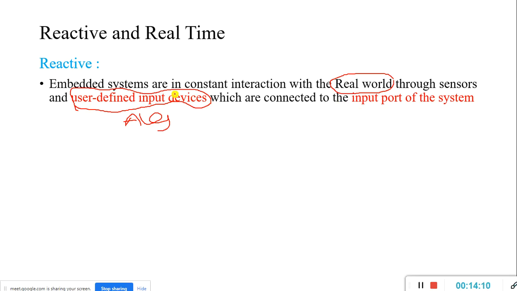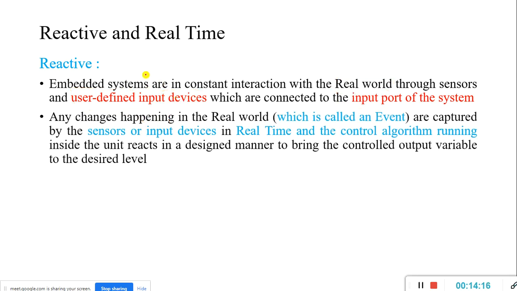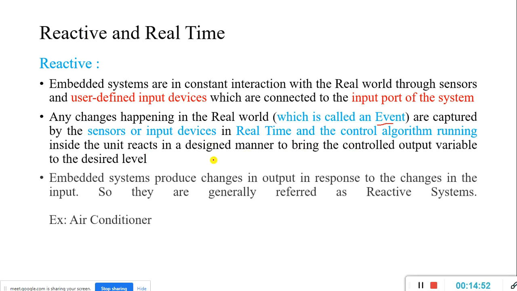So this is the definition of reactive systems. Once again, how it works: any change happening in the real world, we call that change an event. Any event that occurs is going to be captured by the input devices or maybe automated sensors in real time, and the control algorithm running inside the reactive system tries to control the output variable to the desired level. That's the best example I gave, the air conditioner here, right?